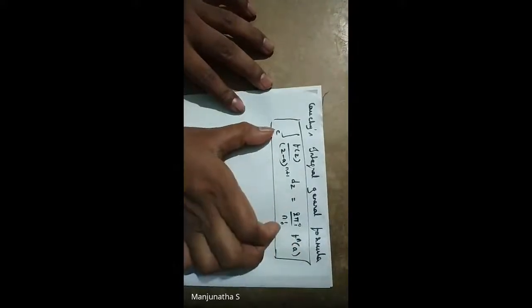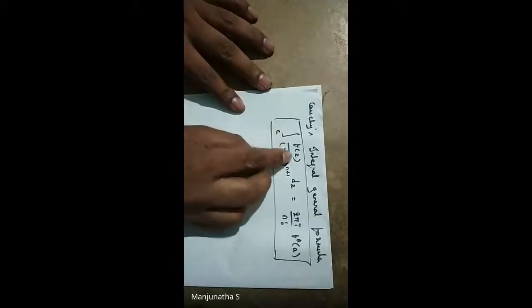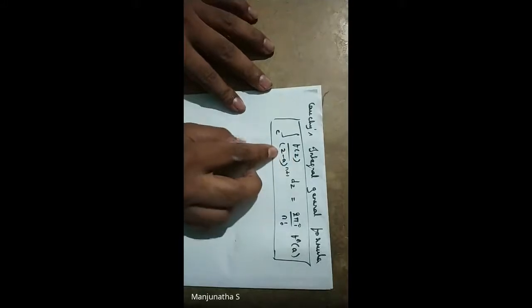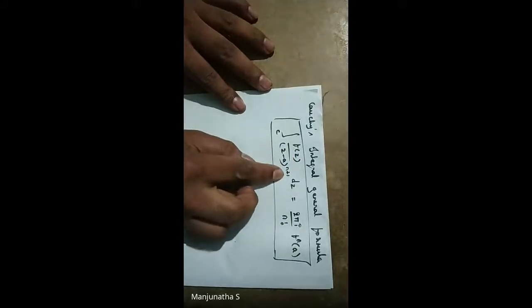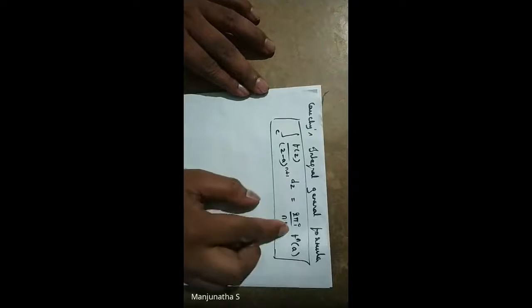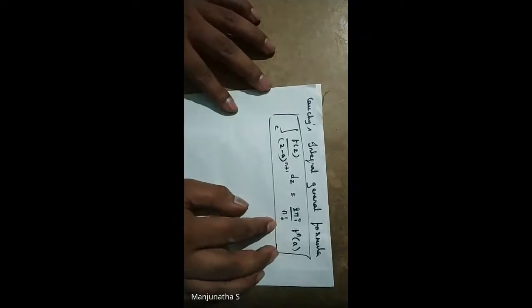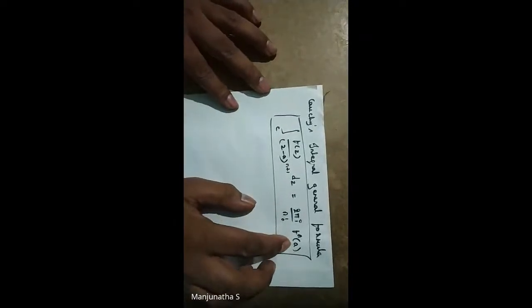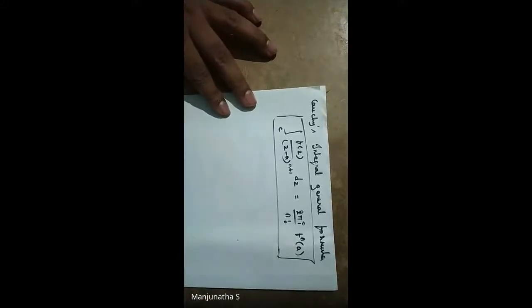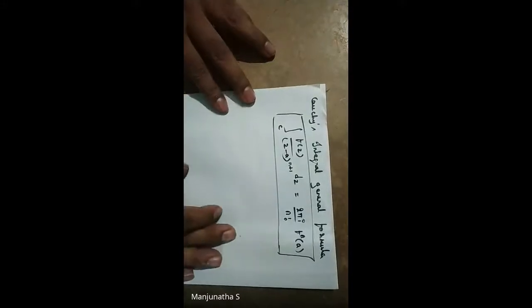So this is the general formula. Once again, I'll read it. Integration over C of f of z divided by z minus a whole power n plus 1 dz is equal to 2 pi i divided by n factorial into f power n of a. So this one problem we'll finish now, and then we'll go for the fourth module.